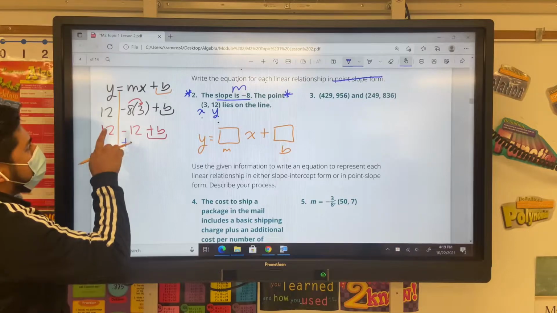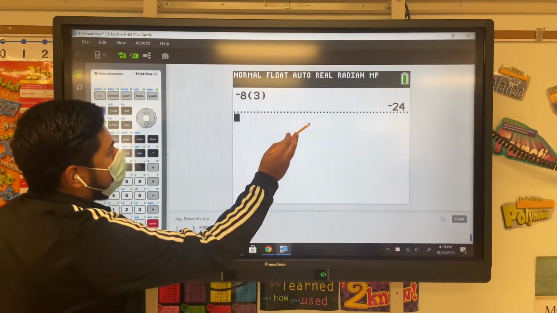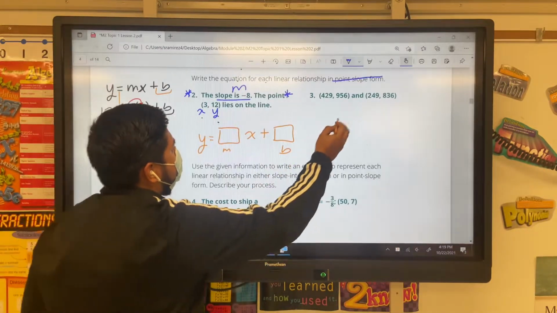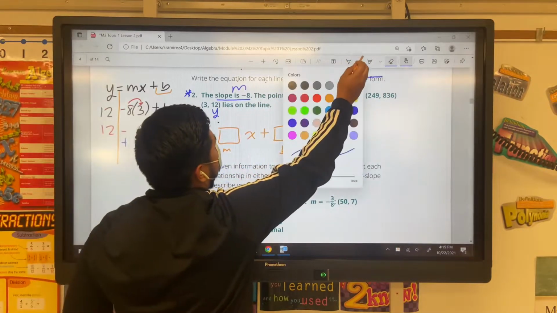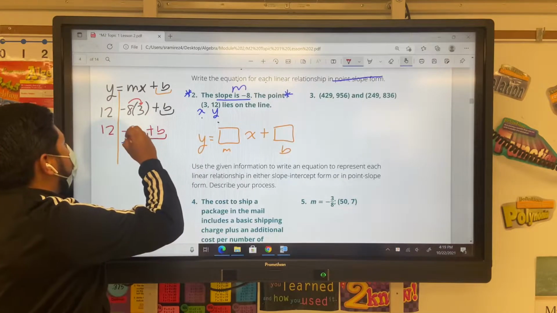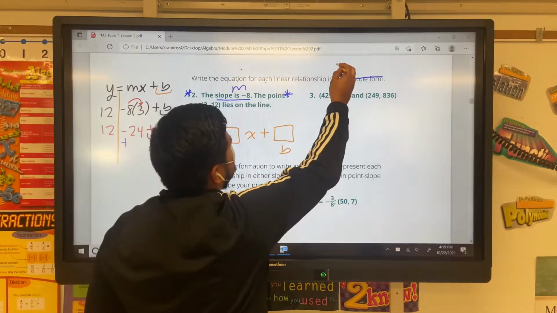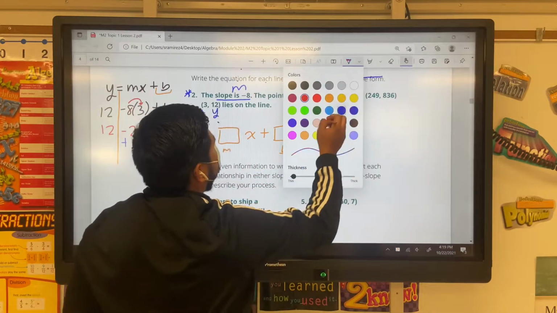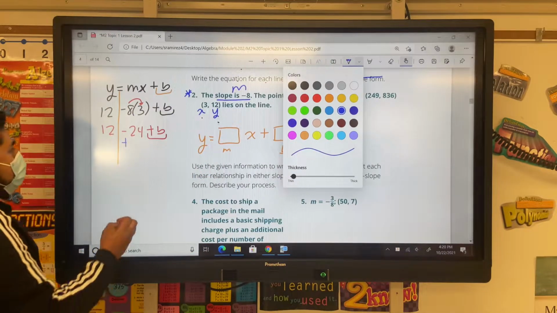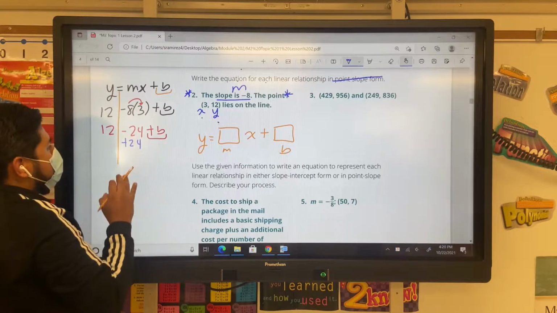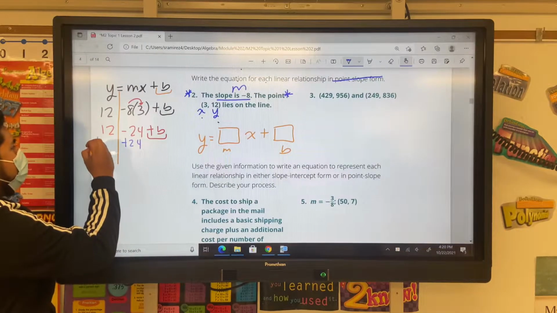Ooh, it's 24. Good, I caught it before I even made you even more confused. Sorry. So instead of a -24, I do the opposite. That's a positive 24. Since I did it over here, I end up doing it over here.